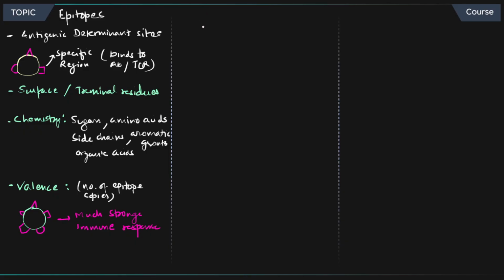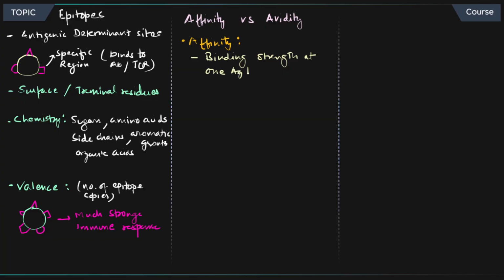Okay, now let's talk about affinity versus avidity. What is the difference between affinity in the case of an antibody versus avidity? So affinity, the antigen-antibody interaction, is what we are trying to understand. Affinity is the binding strength at one antigen binding site, a specific antigen binding site. What is the strength of that particular antigen-antibody binding interaction? It increases during a response. So basically, whenever there is a response, it is going to increase. It's also known as affinity maturation, right?